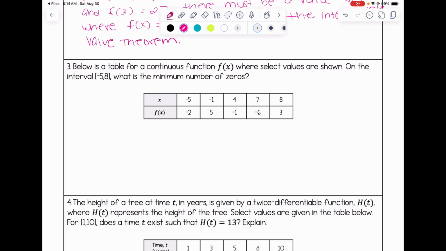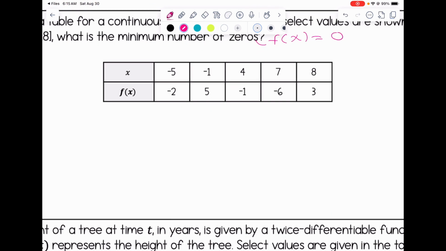And this question is a little different. It just says, what is the minimum number of zeros? So we don't need a big fancy explanation here. We just are going to answer how many zeros must occur. And remember, that's where f of x is equal to 0. So I'm going to zoom in a bit on this table here.